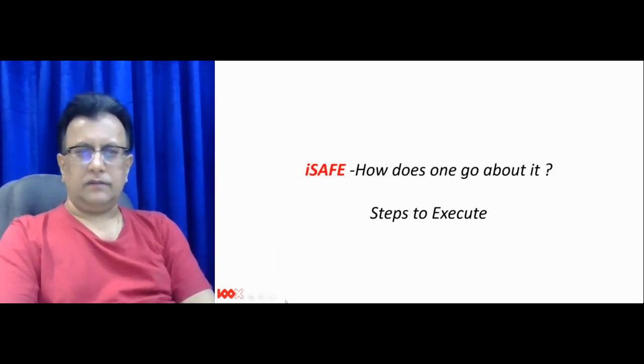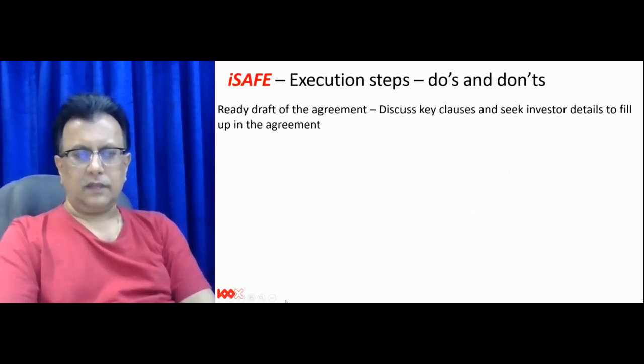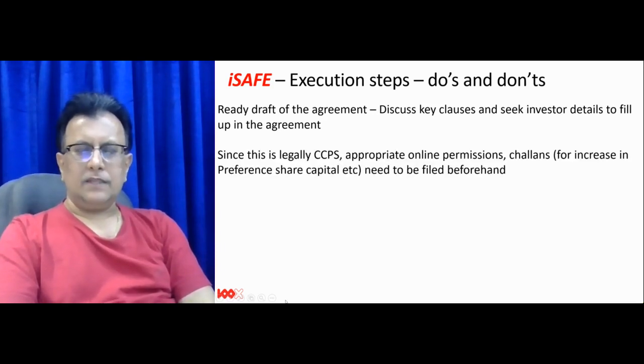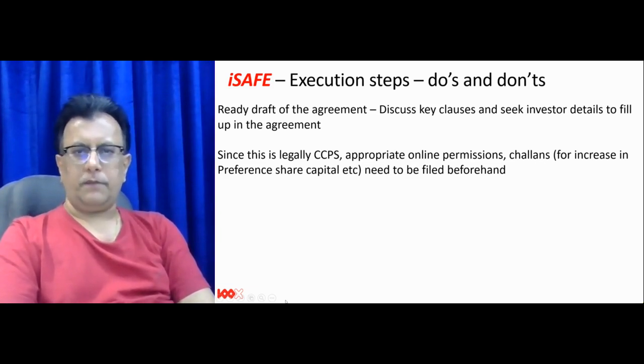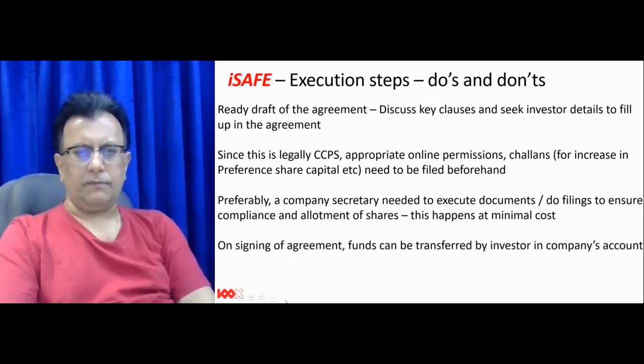So, how does one go about it? Let's look at the typical steps to execute an iSAFE, the dos and don'ts, the key things one should remember. The draft is ready, the agreement is ready. You just need to discuss key clauses, seek investor details, get the KYC, and fill up the agreement. Since this is legally a CCPS, obtain appropriate permissions and fill up the challans for payment to the ROC for increase of capital. These need to be done beforehand. Preferably, you will need a company secretary who is decently knowledgeable about these processes to ensure your compliance and allotment of shares. This happens at a very minimal cost.